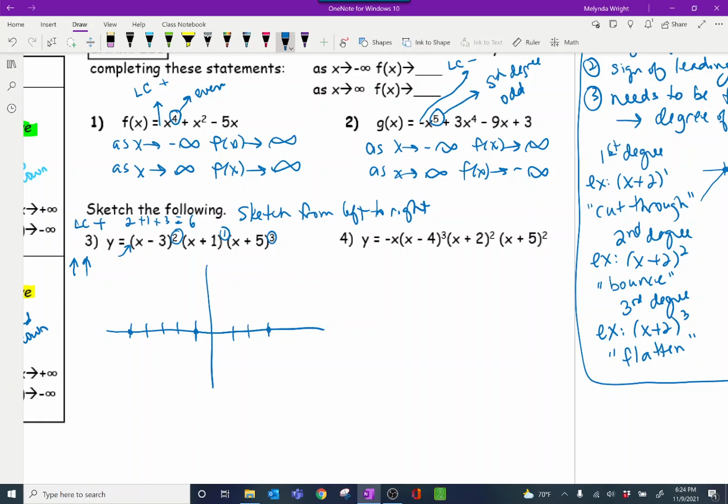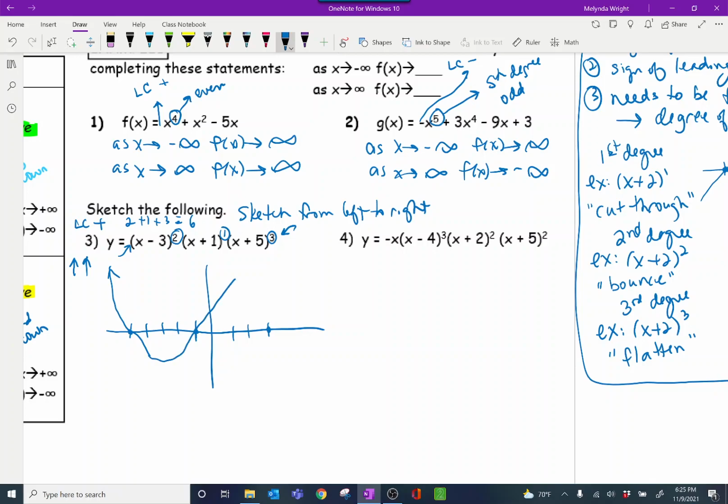And as I head towards my first 0, the 5, I see that it's got a 3. So I've got to flatten through there. All right, so we're going to flatten through there. Okay, so that's the behavior at the x-axis. As I keep moving from left to right, I need to go through the -1, which has a factor of 1. So this is a cut through. So I'm just going to come up and cut through.